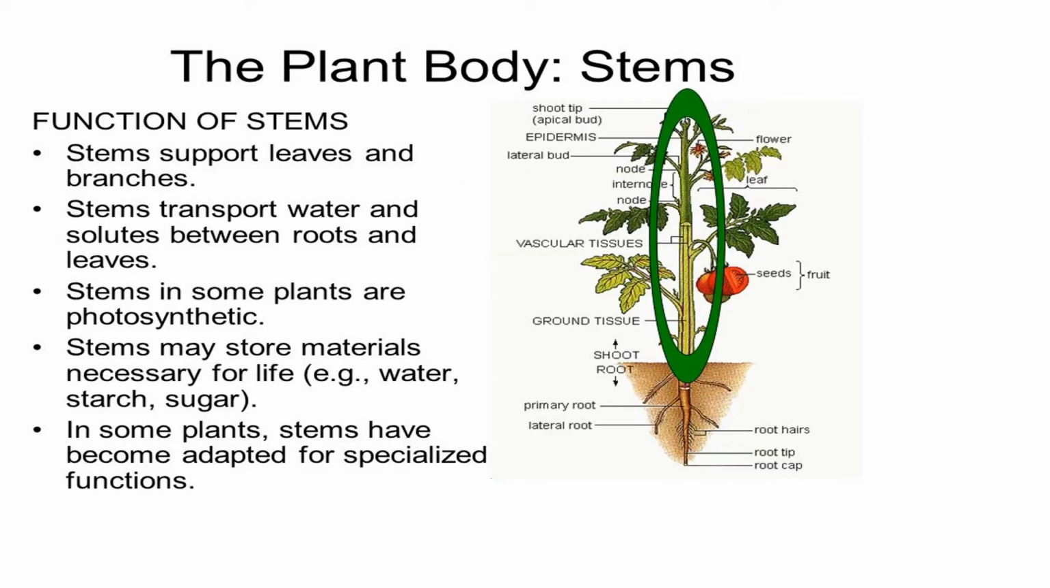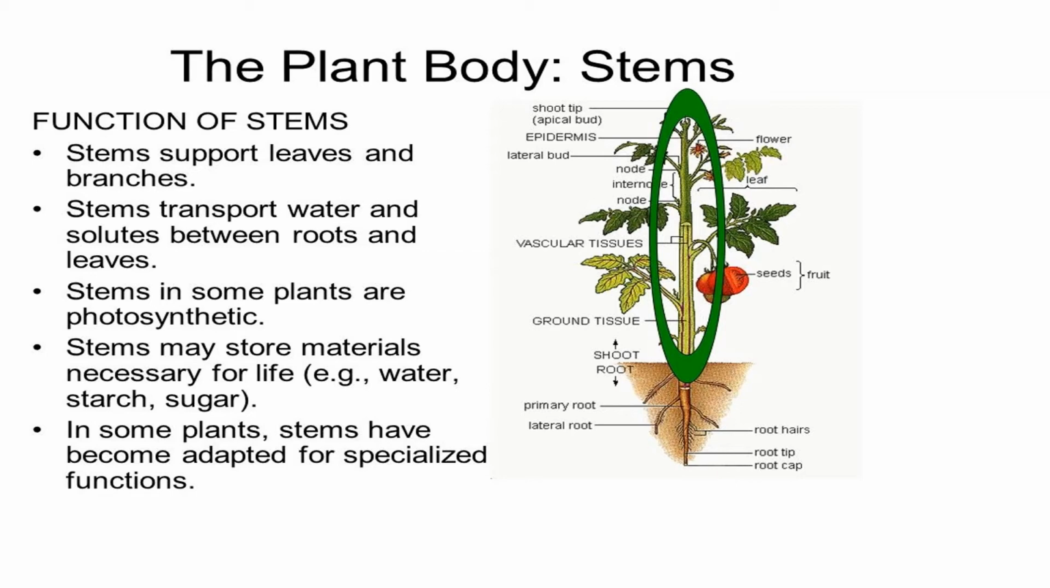Next is the shoot system, and the first part is stem. Stem has lots of functions to do. It supports the leaves and the branches, where the leaves and branches are on the stem. And as it collects the water and minerals from the root, it transports the water and solutes between the roots and the leaves. From the roots, it takes up and transfers it to the rest of the parts of the body. Stems in some plants are photosynthetic.